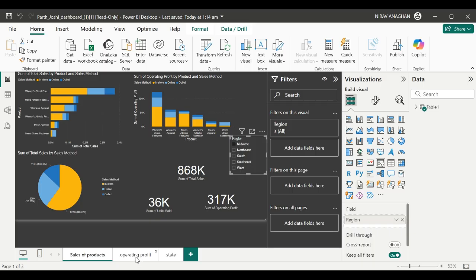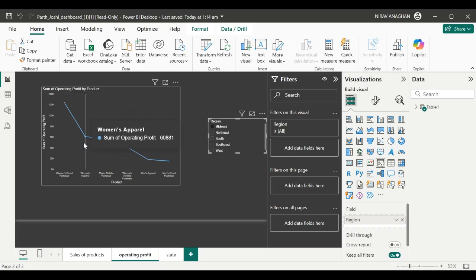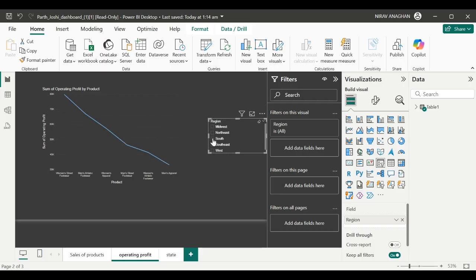Second is operating profit. We have also taken it region-wise, like there are five main regions in the USA: midwest, south, northeast, southeast and west. In the midwest, the highest sum of operating profit is in women's street footwear, whereas the lowest is in men's street footwear. But in the south region, the highest is also in women's street footwear, and the lowest is men's apparel.